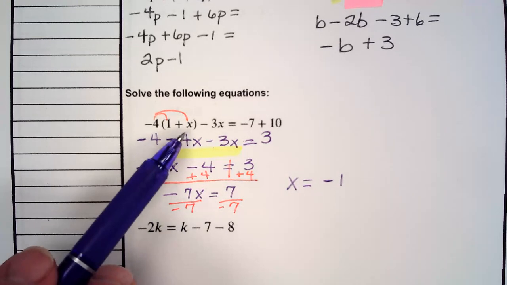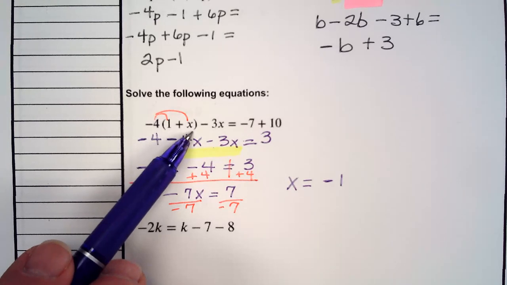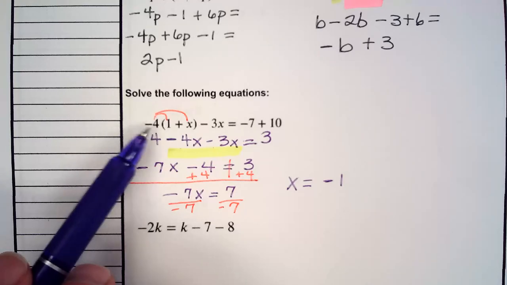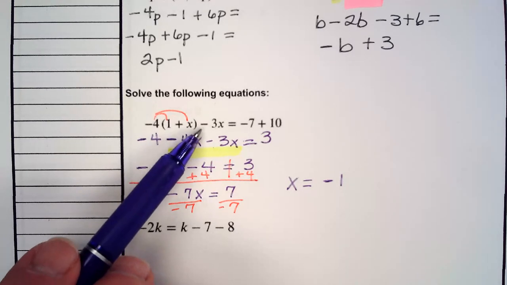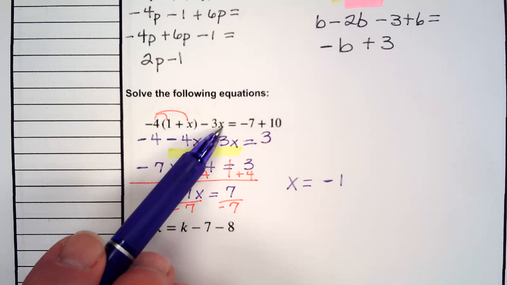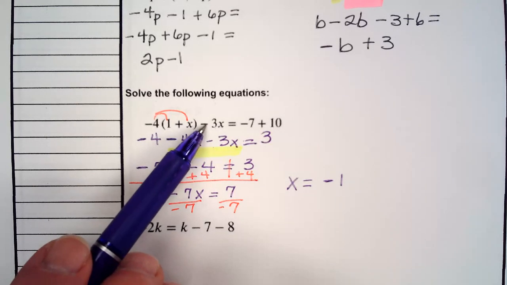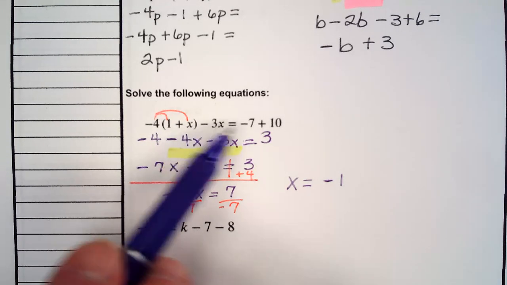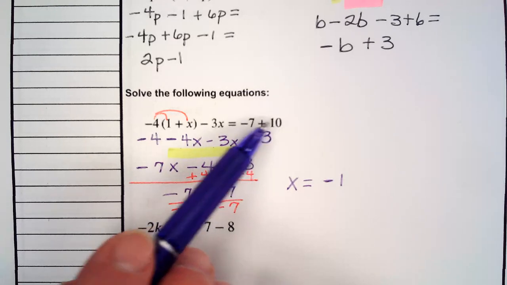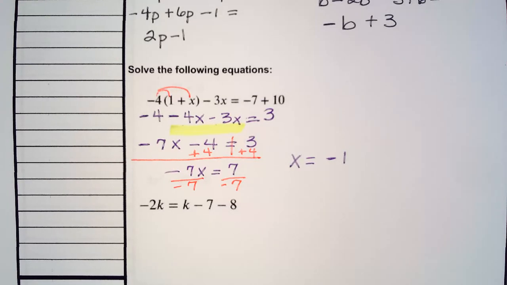Okay, so if I put a negative 1 here, 1 plus negative 1 is 0. So we've got 0 minus 3x, but this is a negative 1, so this part becomes 0. Negative 3 times negative 1 is positive 3. Positive 3 is equal to 10 minus 7. Your first step is to always simplify both sides of your equation.